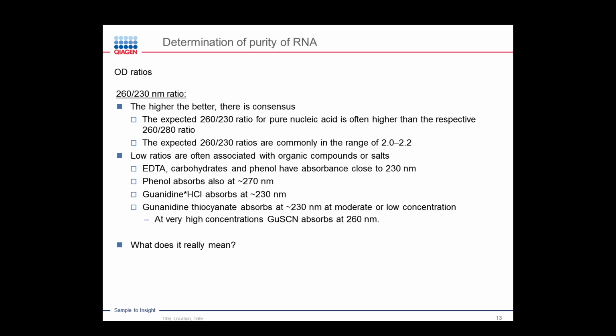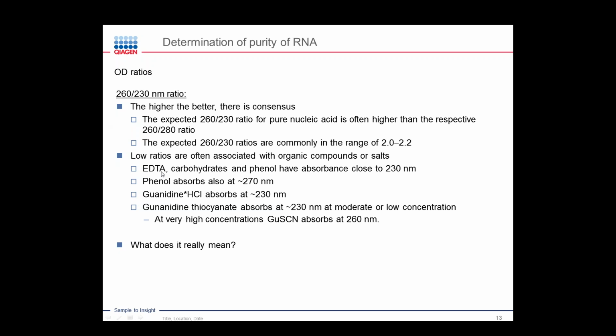The second criterion, which is quite often used to assess nucleic acid purity, is the 260/230 ratio. The expected 260/230 ratio for pure nucleic acid is often higher than the respective 260/280 ratio and is commonly in the range of 2.0 to 2.2. The 260/230 ratio can be affected by other common contaminants, resulting in low ratios.